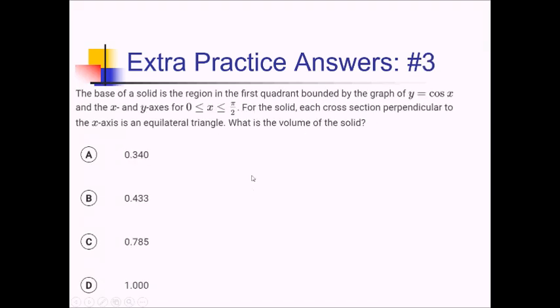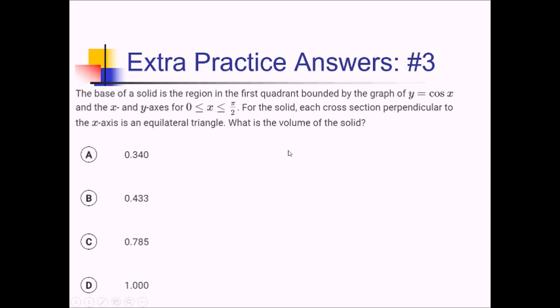On this problem, we're told that the base of a solid is the region in the first quadrant, bounded by y equals cosine of x and the two axes between 0 and pi over 2. And then for this solid, each cross-section perpendicular to the x-axis is an equilateral triangle. We want the volume of the solid.